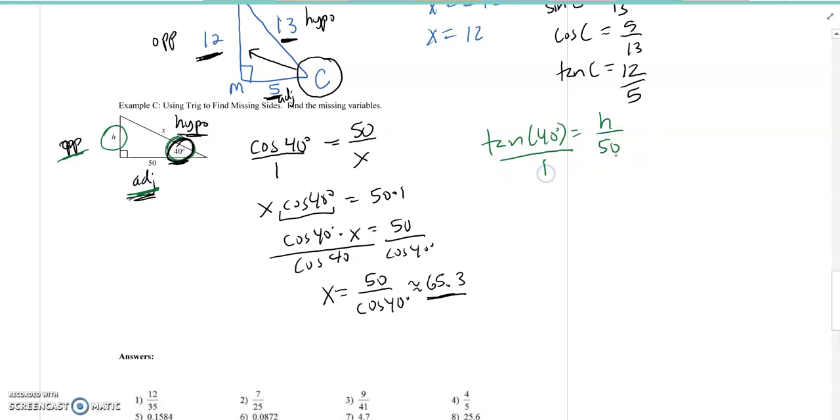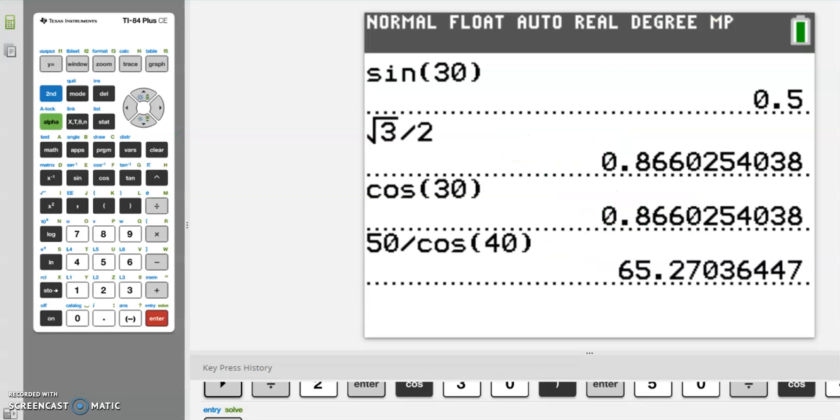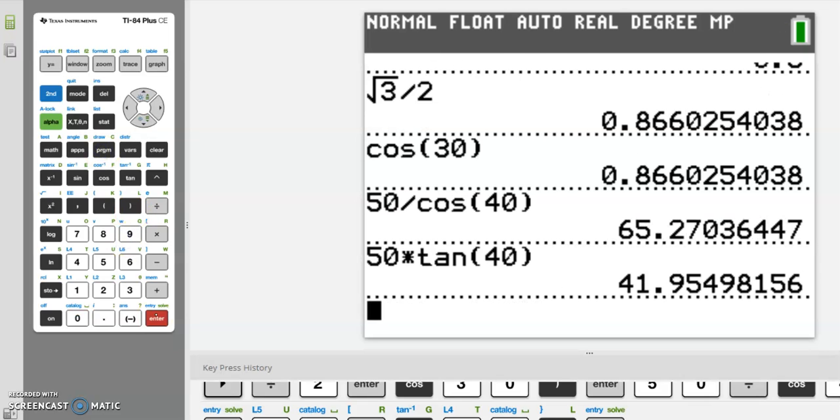Once again, I can cross multiply. So I have 50 times tangent of 40 degrees. Now remember, tangent of 40 degrees is just a number. So now I'm going to put that into my calculator: 50 times tangent of 40 degrees. Now remember, my calculator is in degree mode. So that ends up being 41.95, or we can round that up to approximately 42.0.